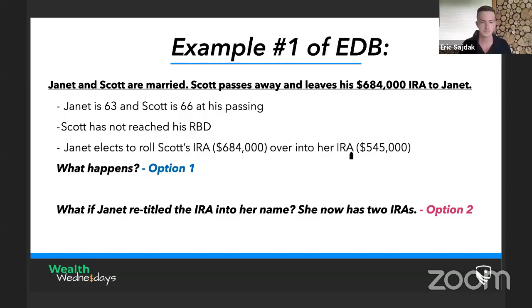Pretty simple. If Janet retitled the IRA into her name, she would now have 2 IRAs totaling $1.2 million. Same thing would happen. She would not be required to take any RMDs until she reaches age 72. And even though there are 2 IRA accounts, they would both be treated as if they're just her accounts. So again, spouses have a little bit extra ability. They don't have to follow any 10-year rules. Basically, they inherit the account and treat it like it's their account from the beginning.